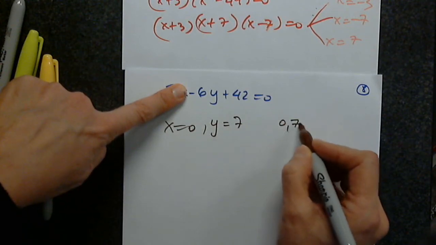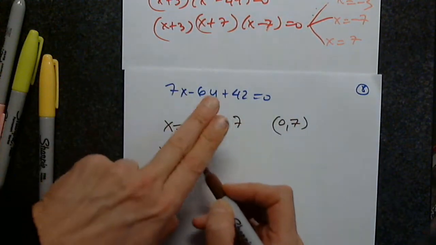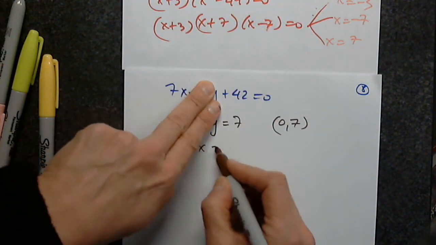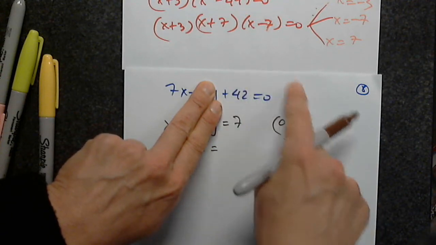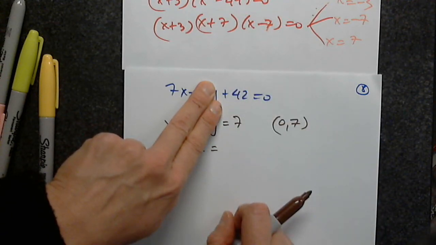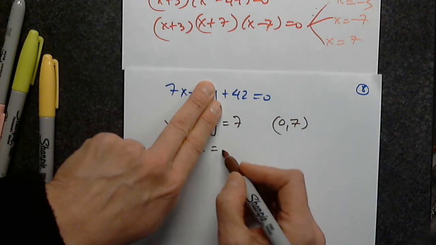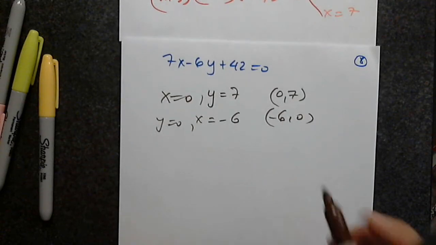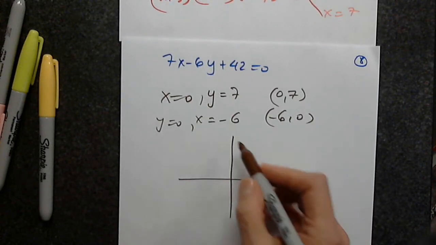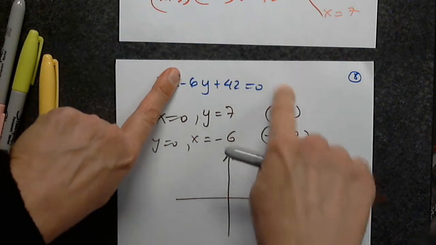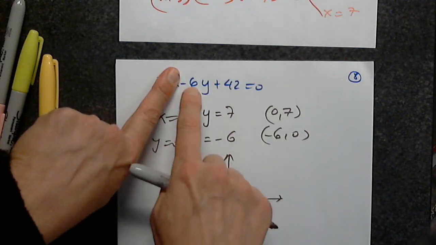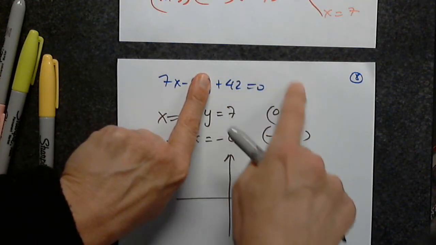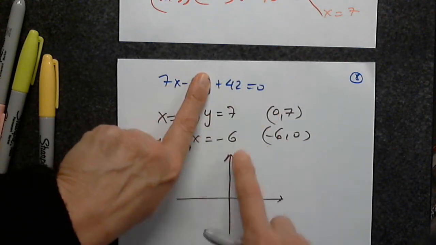Excellent. So 0, comma 7. So now y equals 0. Please cover it, move 42 to the other side, and divide by 7. And give me x. So it should be negative 6. Very good. So negative 6, comma 0. When x is 0, this becomes negative 42. Negative 42 divided by negative 6 is 7. When y is 0, this goes to the other side. Negative 42 divided by 7 is negative 6.